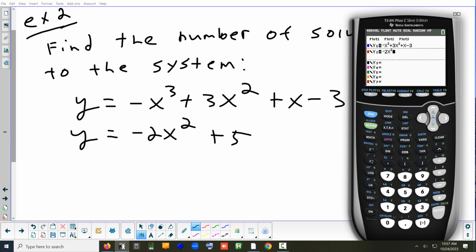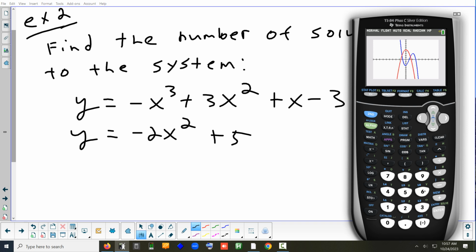Let's see. 2x squared plus 5. Make sure we typed it in right. Okay, and let's hit graph. I'll do zoom 6. And we're looking for how many times these 2 graphs cross. Okay, so there's one graph. Here's the second one.